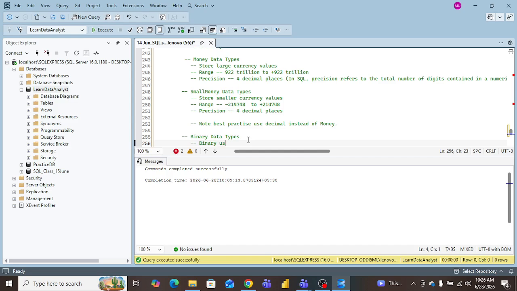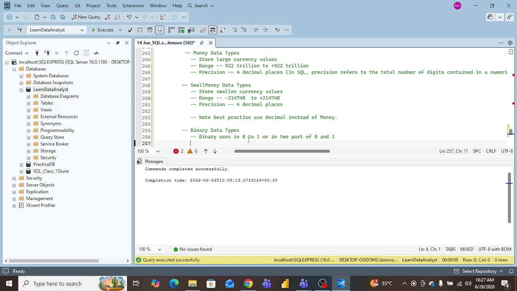Binary uses 0 and 1, two parts, of 0 and 1. Am I right? Binary is used in computer systems, and the computer counts or refers to 0 and 1, right?